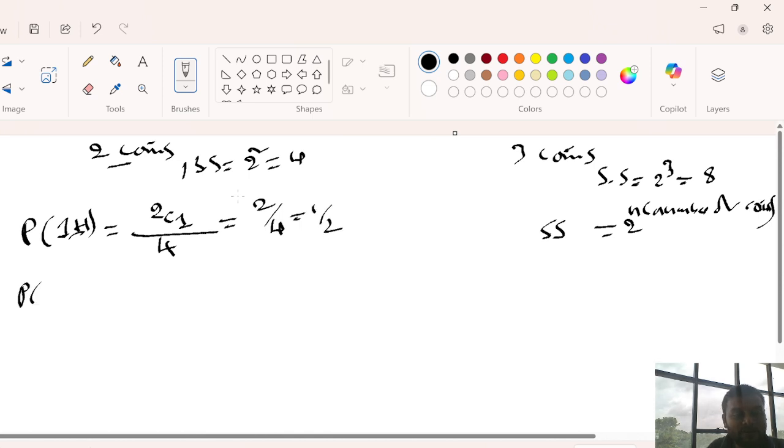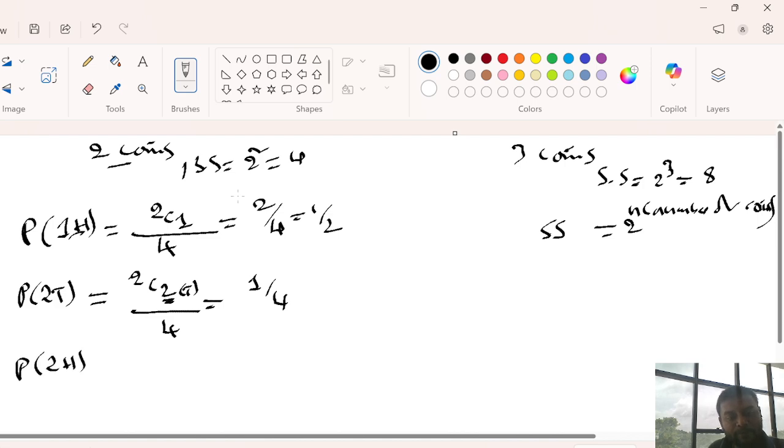Similarly, if I want the probability of getting two tails, you will have to choose two tails out of the 2 coins. So the favorable outcome will become 2C2 divided by 4. 2C2 is nothing but 1 divided by 4. Similarly, if I want two heads, guys, you will have to choose two heads out of the two coins. That will happen in 2C2 ways divided by 4.